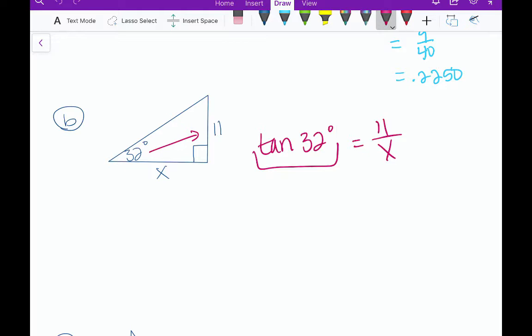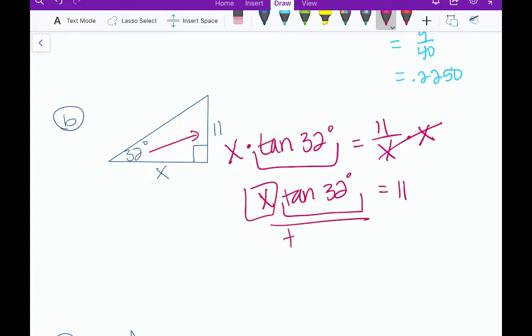Notice that X is in the denominator. To solve for X, the first thing we're going to do is multiply by X so that it's not in the denominator anymore. We need to do that on both sides. So now we have X times the tangent of 32, remember, this is a value, equals 11. Now I can solve for X by dividing by the tangent of 32. You don't split up the tangent of 32 because that's one value.